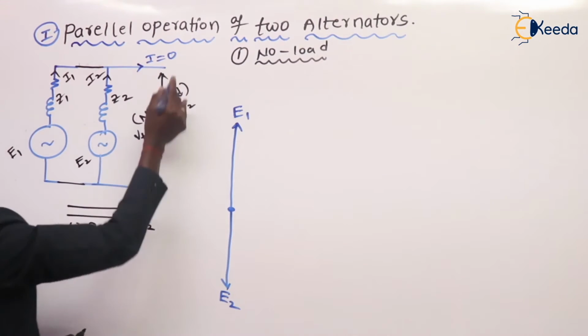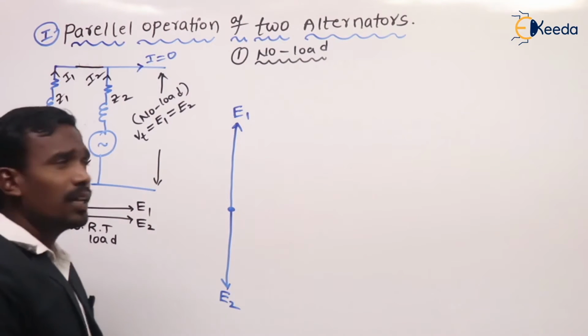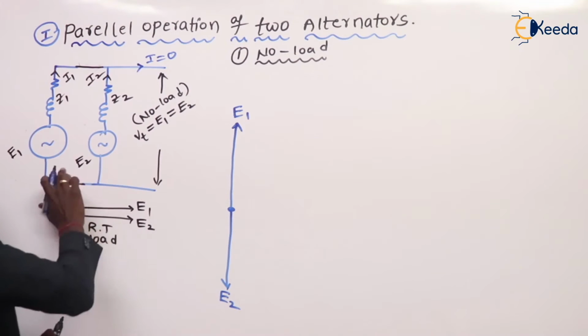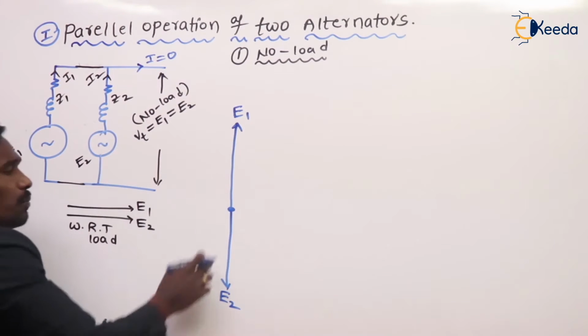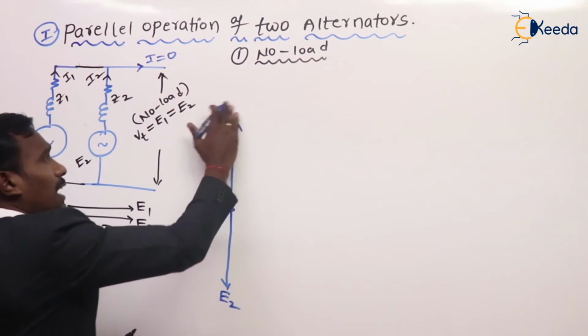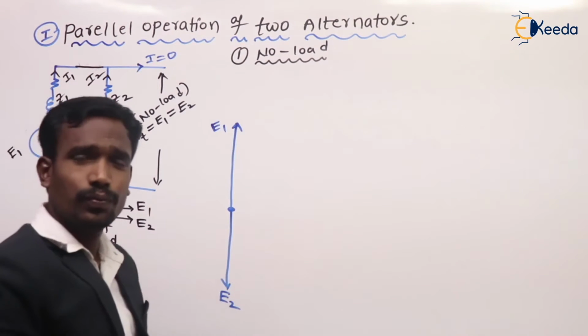Here the current is 0. When current is 0, E1 is equal to E2, that is equal to Vt. With respect to the terminal, both are in phase, but with respect to each other, both are exactly out of phase. This is E1 and this is E2.